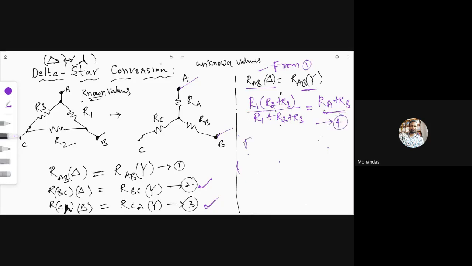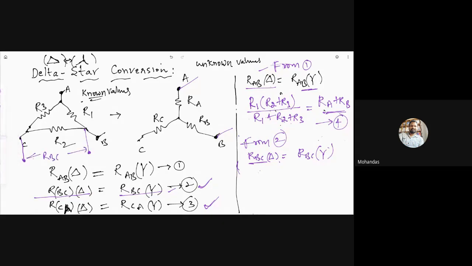Can anyone tell me RBC delta? RBC delta is equal to RBC star. Now I have explained, so using this, for RBC you take these two terminals. I need RBC here, can you tell me this RBC? Who will tell? Ranjith, can you tell me the RBC here? R2, sir. Only R2?